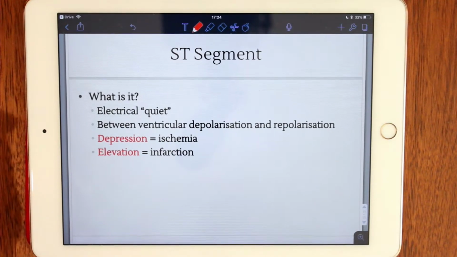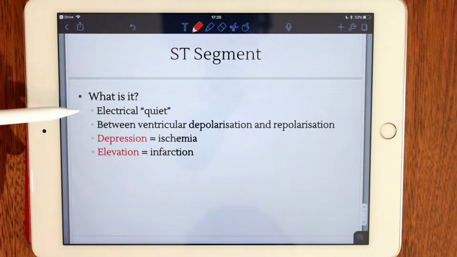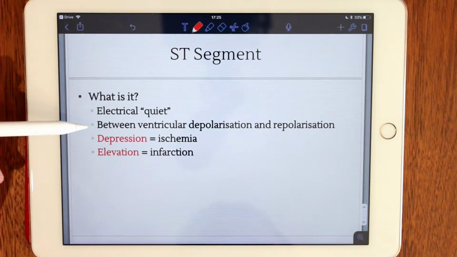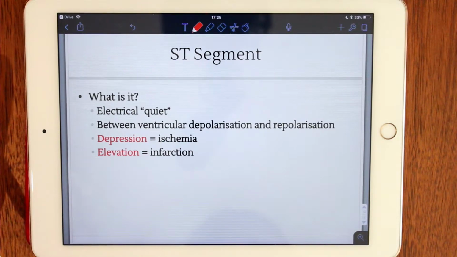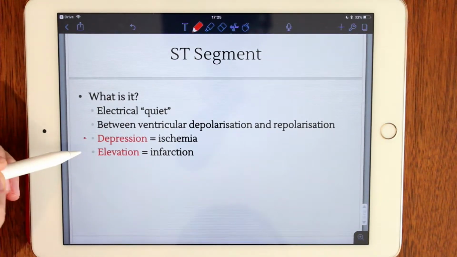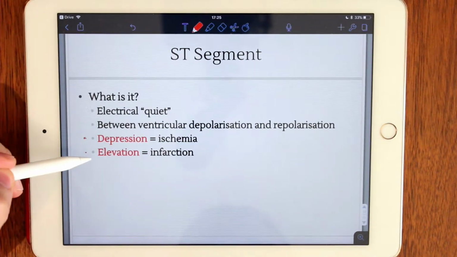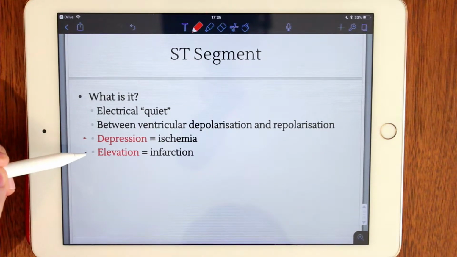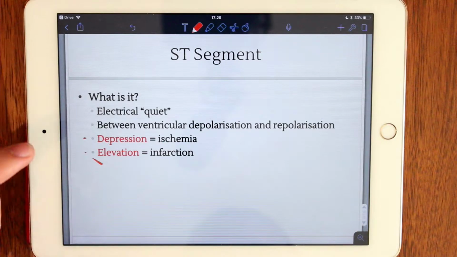Our final step in interpretation is taking a look at the ST segment. First of all, what is it? It's a period of electrical quiet that's between ventricular depolarization and repolarization. The physiology of it is not that important. What's important to know is what changes in the ST segment signify. In short, depression signifies ischemia, elevation signifies infarction. If you see depression and elevation together on the same ECG, always defer to the elevation as it indicating infarction.